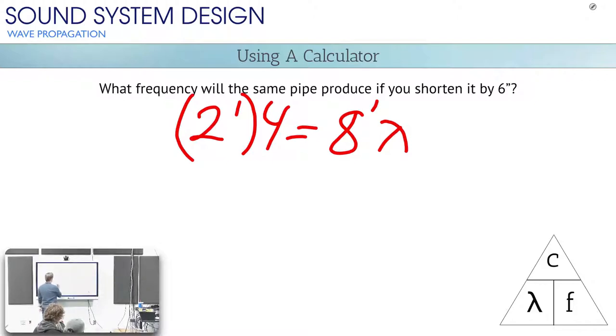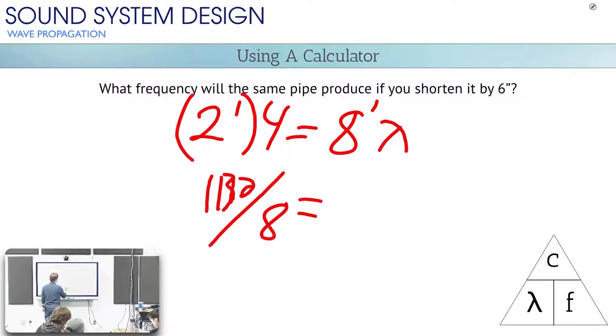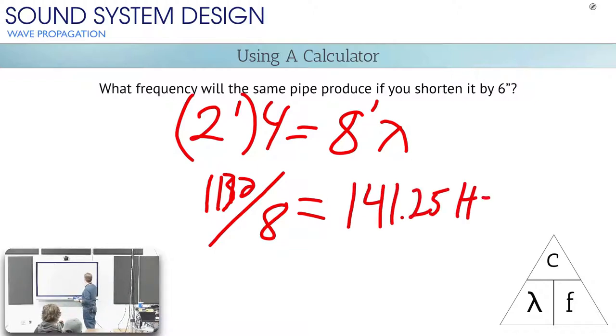So using our calculator, that would be 1,130 feet per second divided by 8. What's that? Yeah? Say that again, 141.25 hertz. Anyone else get that? Yes? Anybody else? Yes? Okay. Excellent.